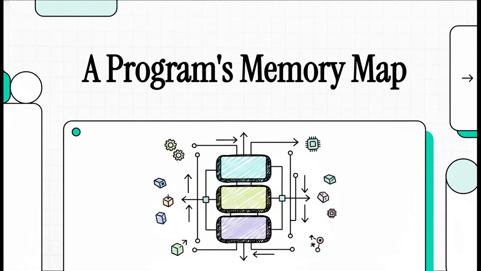All right, let's talk about something that's happening every single time you run a piece of code, but you almost never see it. We're talking about a program's memory. You can think of it as the invisible blueprint, the architecture that holds up everything your code does. And to get started, let's just ask a really simple question.